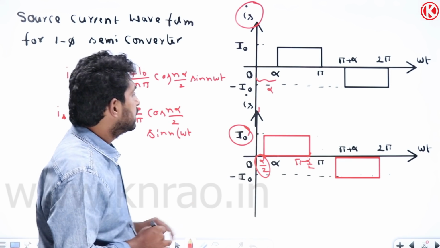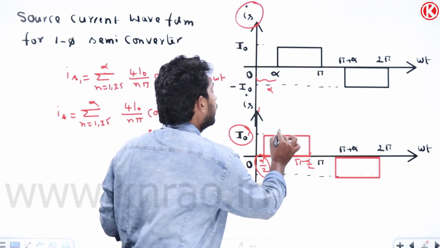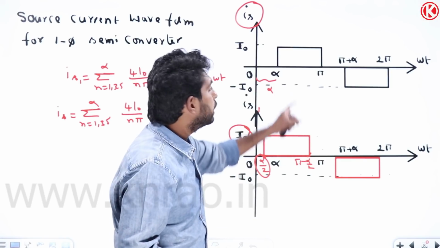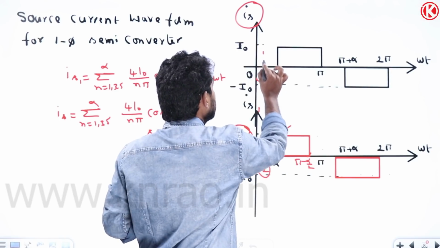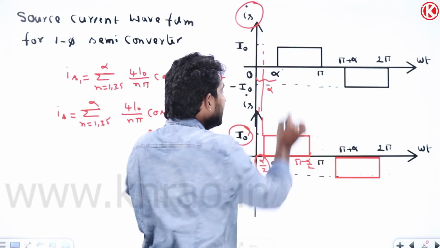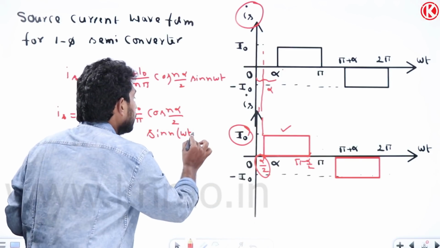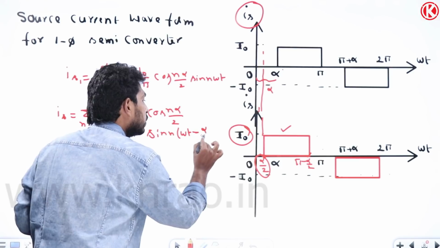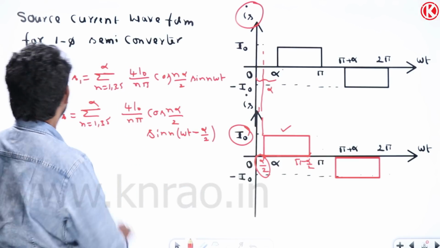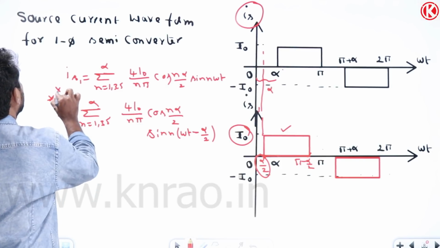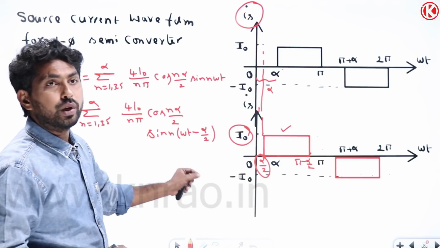You should understand. If you observe these two waveforms, what is the difference between them? We have written the expression for this one, but we need to find the expression for this. This waveform is lagging IS1 by alpha by 2. Because of lagging, we need to give minus alpha by 2 here: sin of n omega t minus alpha by 2. So this is the expression for the source current of the semiconverter. We'll solve the problems regarding this also.